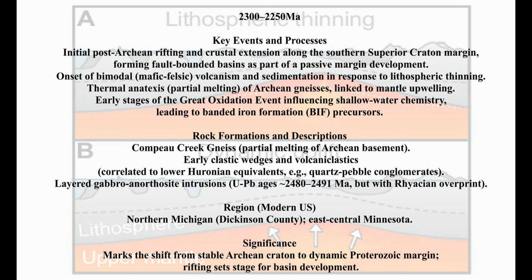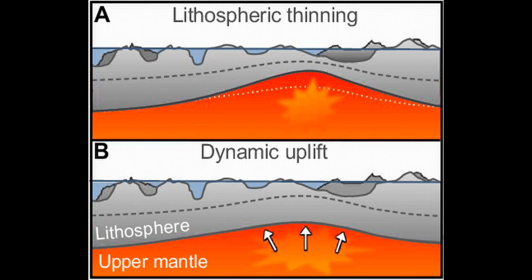Region: modern U.S. Northern Michigan, Dickinson County, East Central Minnesota. Significance. Marks the shift from stable Archean craton to dynamic Proterozoic margin. Rifting sets stage for basin development.